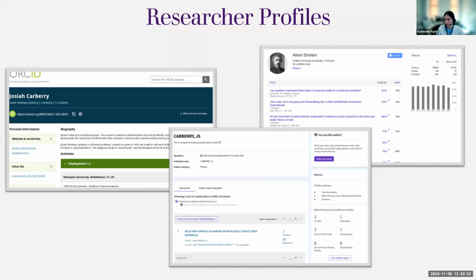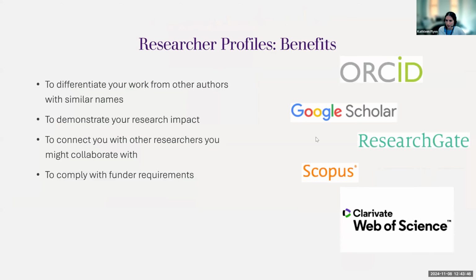So we just talked about things like having high impact factor journals and a lot of citations, etc. But another way to promote yourself and get more views for your work is by having verified author profiles. So on the right here, we can see some examples of researcher profiles you may recognize. We're going to look at a couple in a second, but these profiles can help you in a few ways. You can differentiate your work from other authors with similar names. You can share profiles that have all of your publications, so it's easy to see your work. You can connect with other researchers. You can comply with some funder requirements.